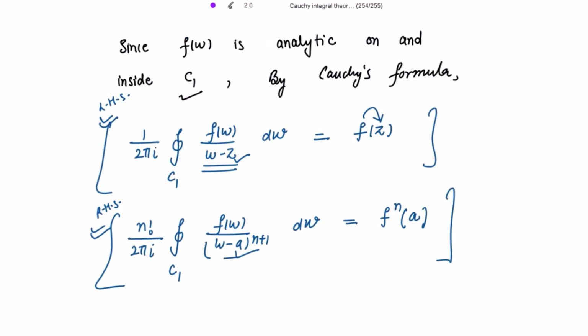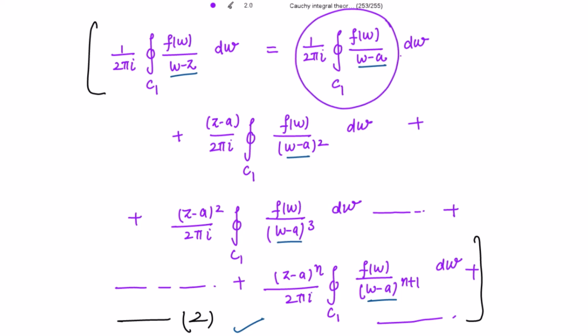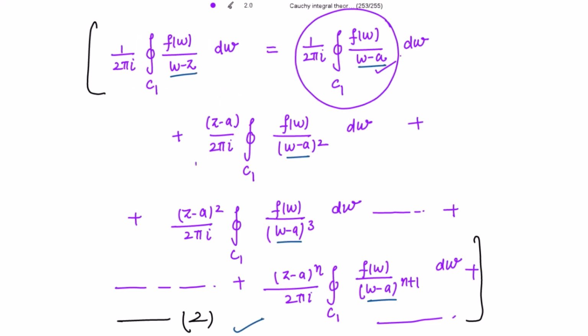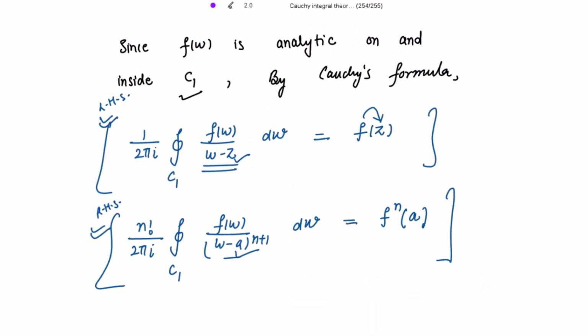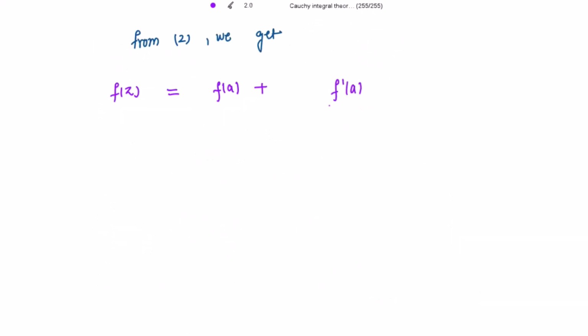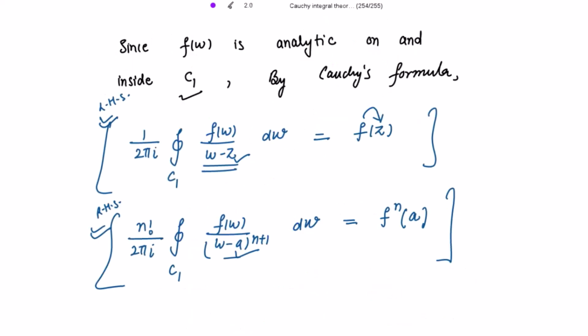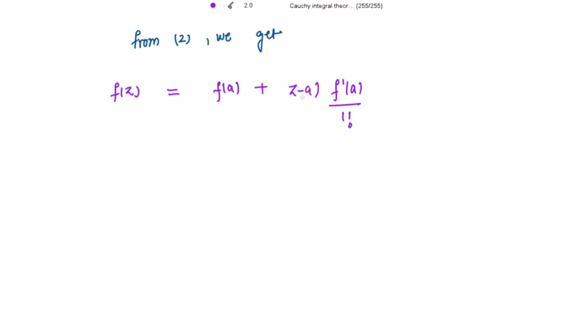So from 2 we get, on the left hand side, when applying the formula, f of z. And on the right hand side, applying the formula for the first term we get f of a, plus, and now applying the formula for the second term we have 2 in the power for w minus a. So for this we write f dash a divided by 1 factorial. If I am having the first derivative, I write 1 factorial. If I am having the second derivative, I write 2 factorial, right? And also z minus a is multiplied with it.